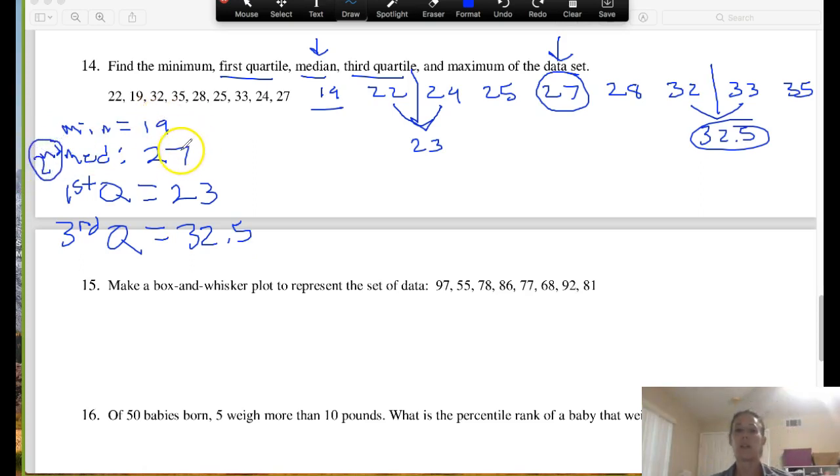You got your min, your median, your first quartile, your third quartile. The median is the second quartile. And the max is just your biggest number, and if you write them from least to greatest, that's simple. It is right there, 35. All right? Are there outliers? Not in this set of data. They look pretty close together.